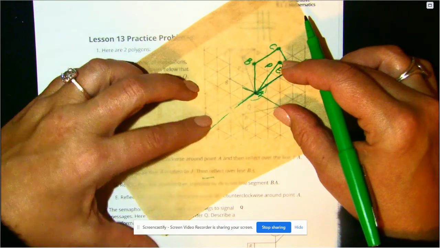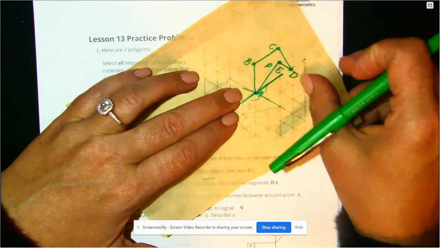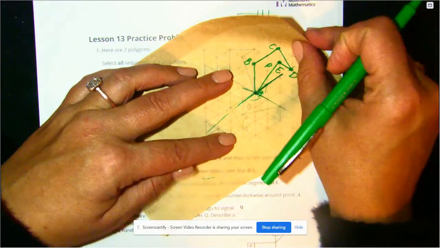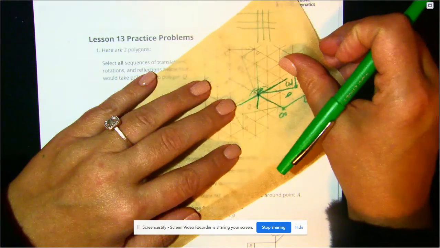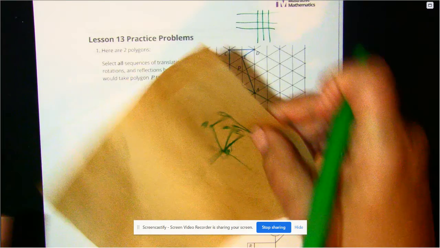And then reflect over line FA. There's FA. That's this line right here. So then reflect. Is that on top of that polygon? No. All right.